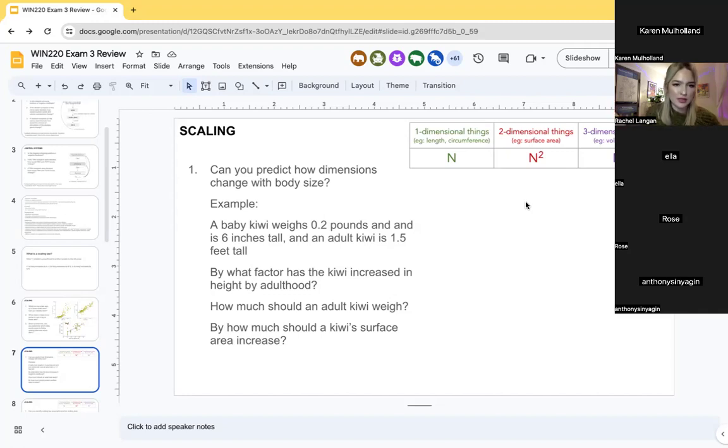So here's just another example. It says a baby kiwi weighs 0.2 pounds and is 6 inches tall, and an adult kiwi is 1.5 feet tall. By what factor has the kiwi increased in height by adulthood? So by what factor has the kiwi increased in height? So height is one-dimensional, so that factor is just going to be straight up n. So if you compare how the height has changed, it was originally, yeah, there's a question?